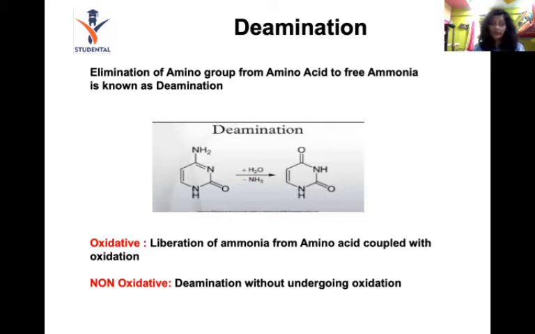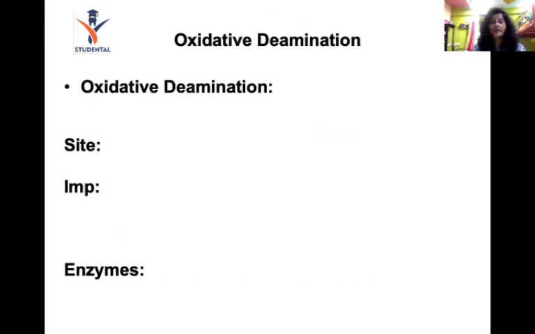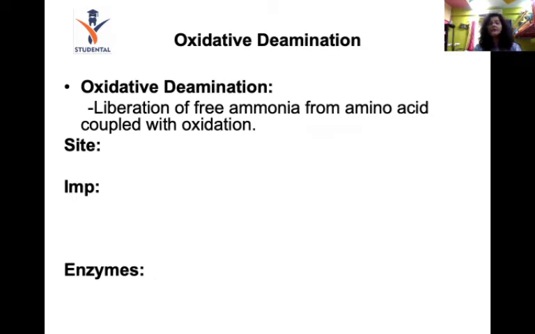In oxidative deamination there is a liberation of ammonia from the amino acid and it is coupled with oxidation. While in non-oxidative deamination, this is a deamination but without undergoing oxidation. Now let's discuss oxidative deamination. As we have discussed, it is a deamination coupled with oxidation.